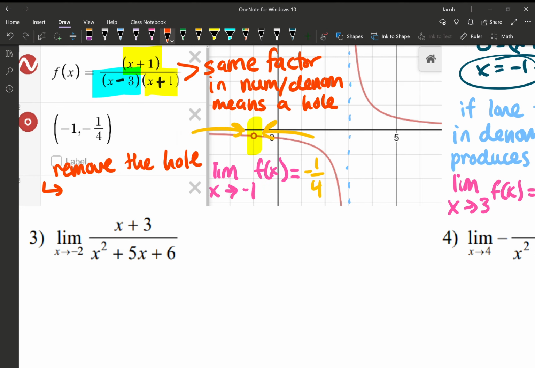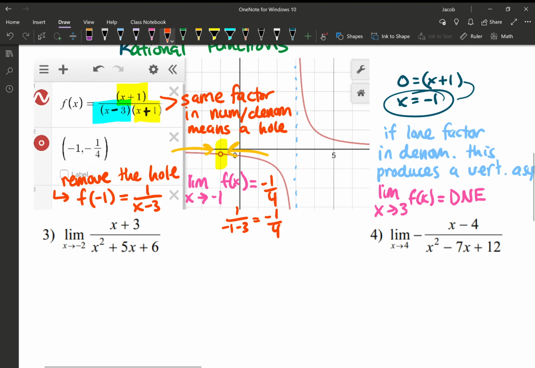So we'll take what is f of -1 of 1 over x minus 3, and that will give us -1/4. So that's how we get our answer of -1/4. We evaluate 1 over -1 minus 3, which will give us -1/4.